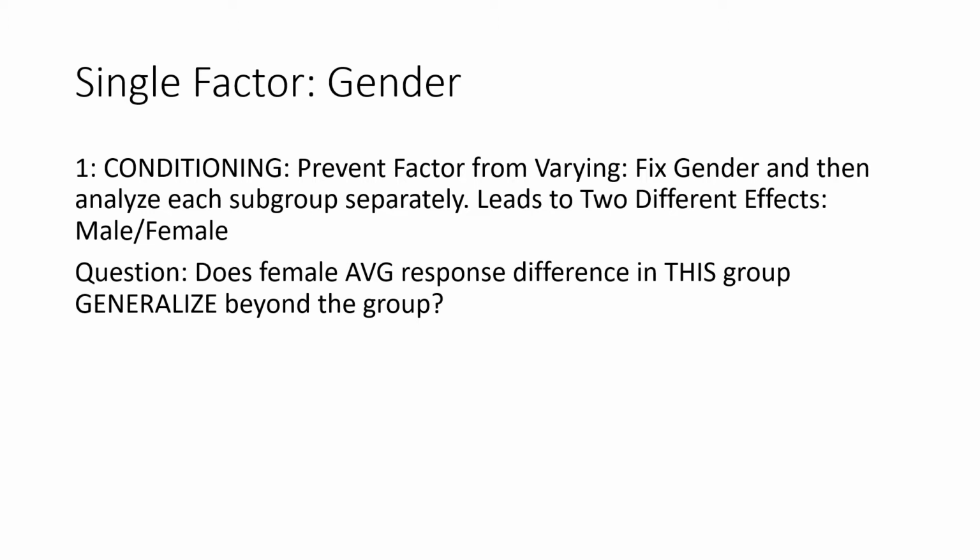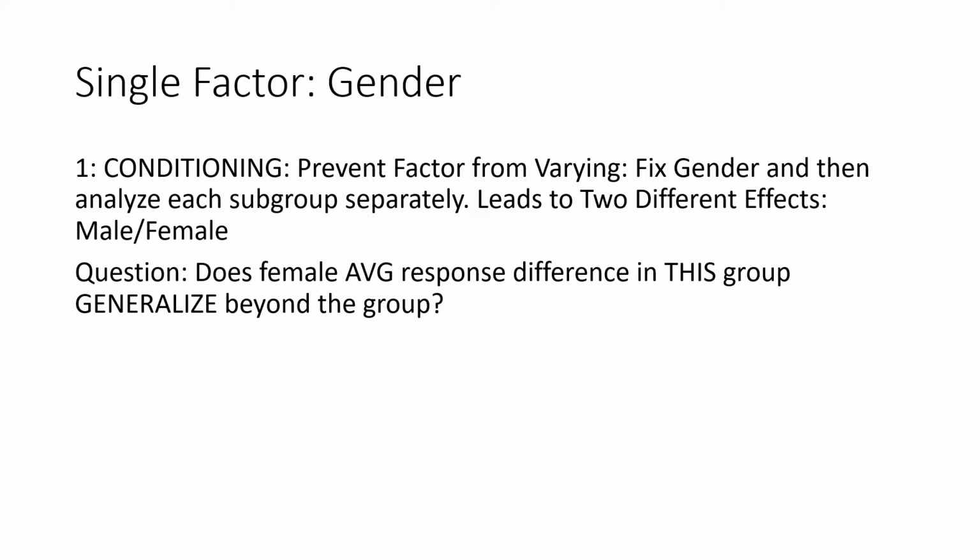There is one simple solution which is called conditioning. Just separate the two groups, study the females separately and study the males separately. So then if we just look at the female response or the male response and look at the treatment and control difference, we will get the difference for the particular group under study, but that may not be very helpful because we want to generalize this response to the population as a whole.